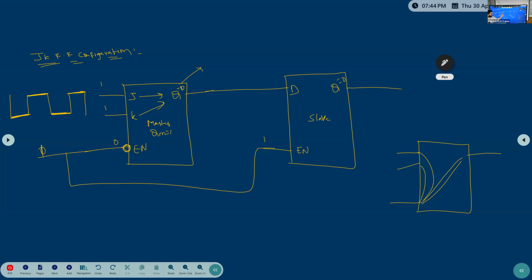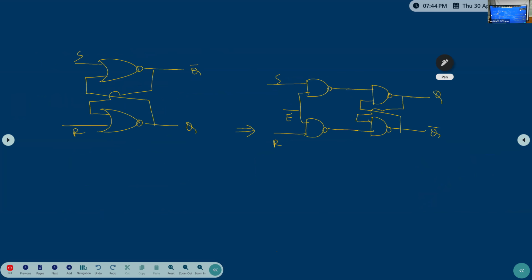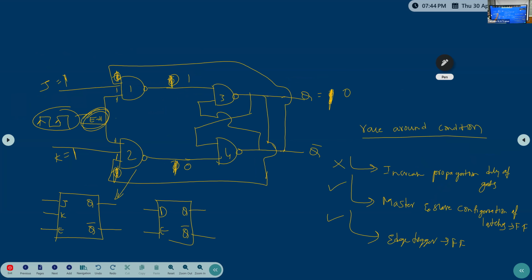So now, the master-slave configuration is one. If you give this one edge triggering, here if you are giving edge triggered, it will also convert into a flip-flop. Okay, this is the second thing. Two types. Flip-flops can be represented in different ways.